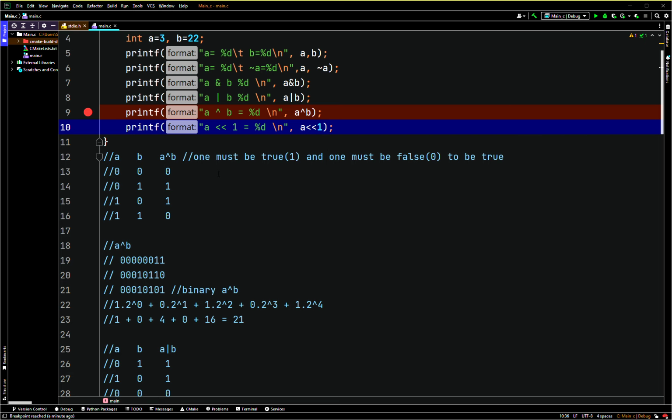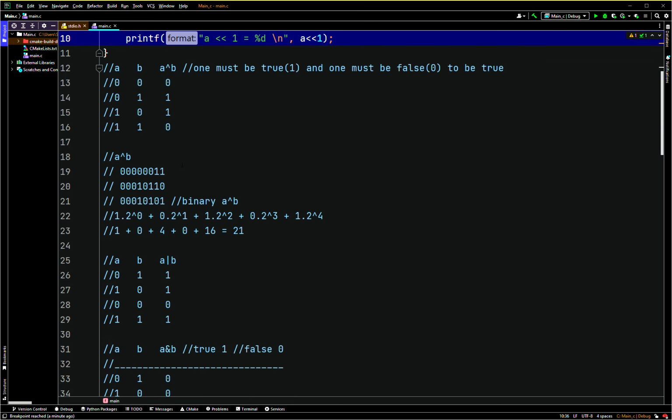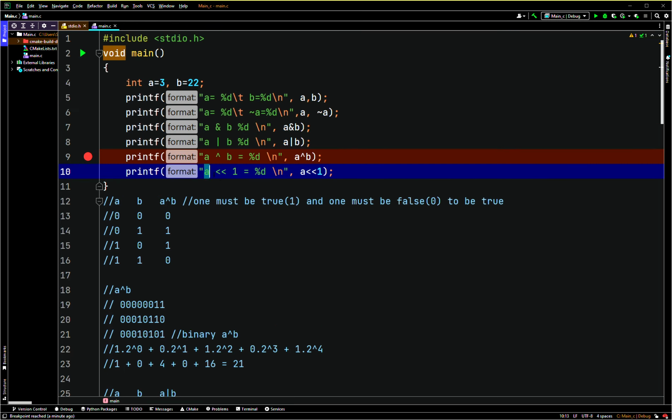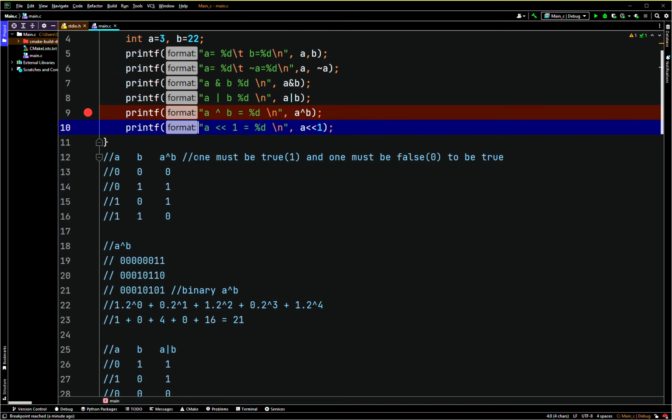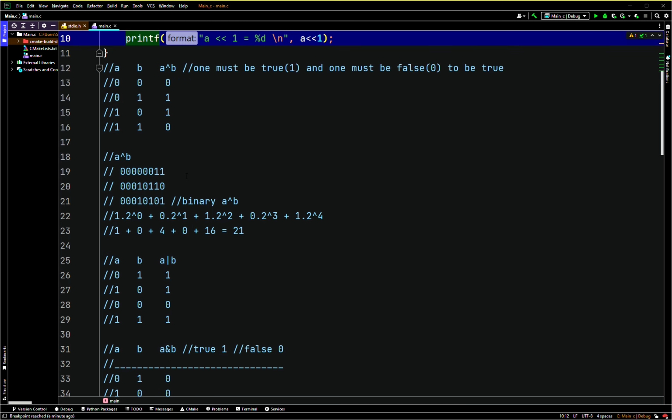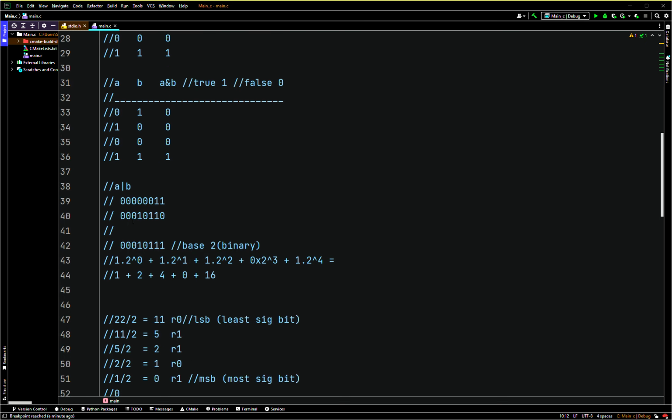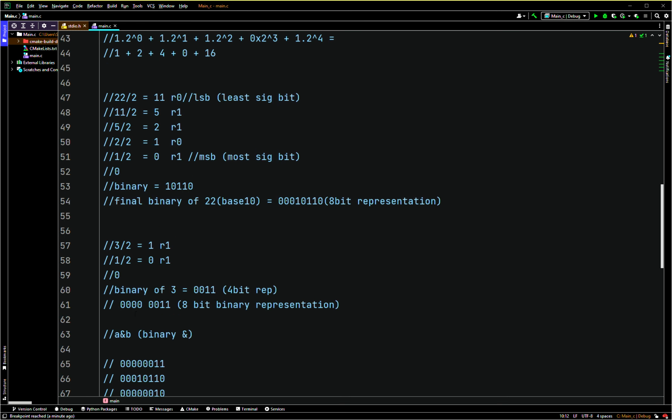What we're gonna do here is we're gonna take the binary of 3 because a equals 3. So we're gonna take 3 here. We're gonna look for that. We're gonna take the binary number that is. I think this has to be done in 8-bit. I believe.